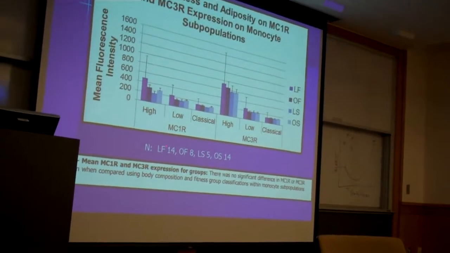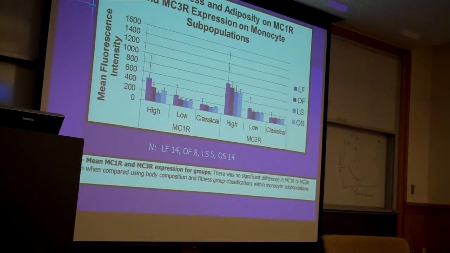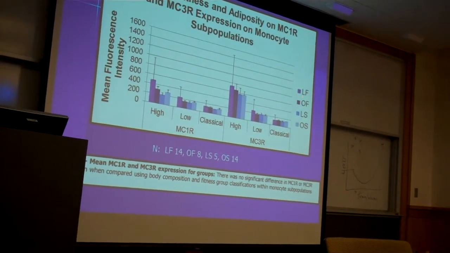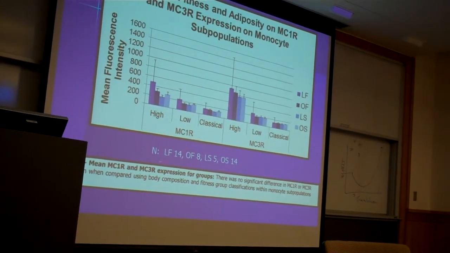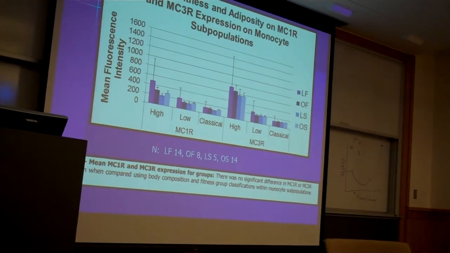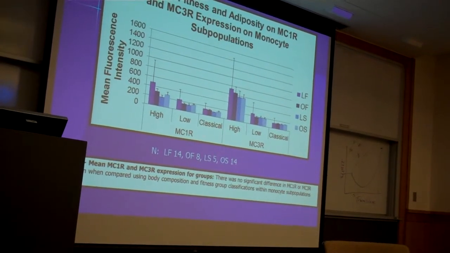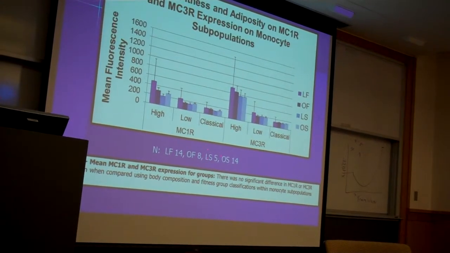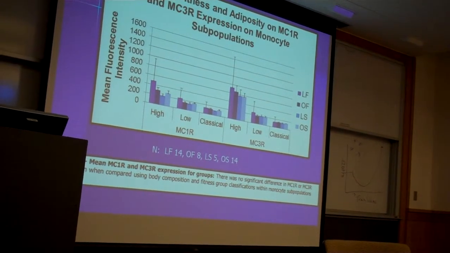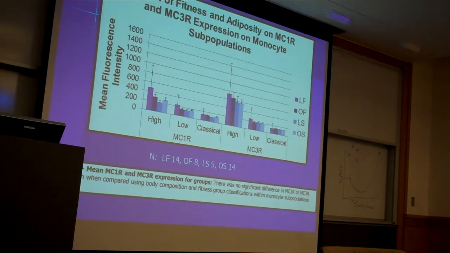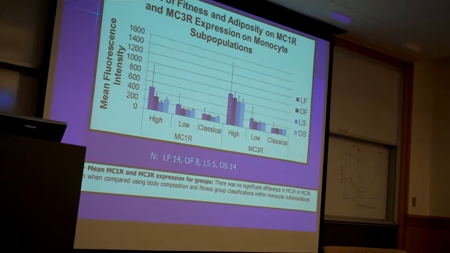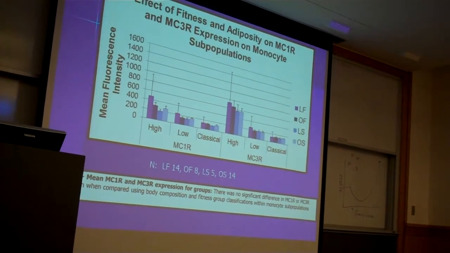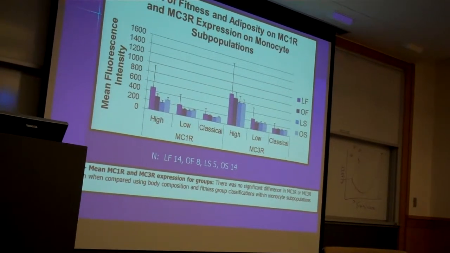This graph includes the MC1, MC3 on high, low, and classical monocytes in our different groups. So far in lean fit we had 14 subjects, that's the dark purple. Obese fit, we had 8. Lean sedentary, we had only 5. Those are all women. We need men. So if you know anybody who just doesn't exercise regularly but is normal weight, they don't have to be lean, send them my way. And then finally, these are our obese sedentary, 14.